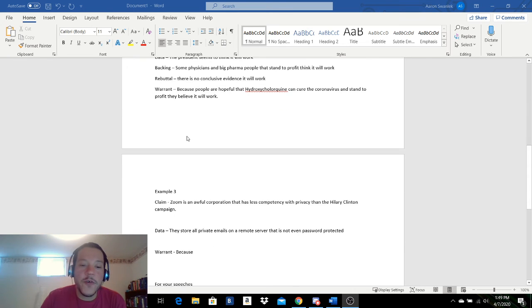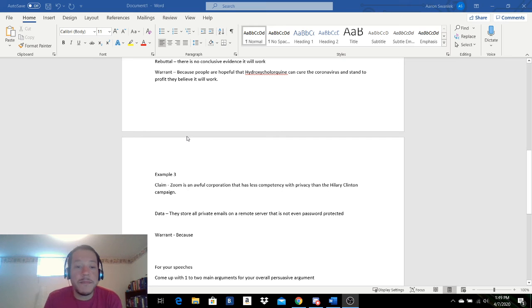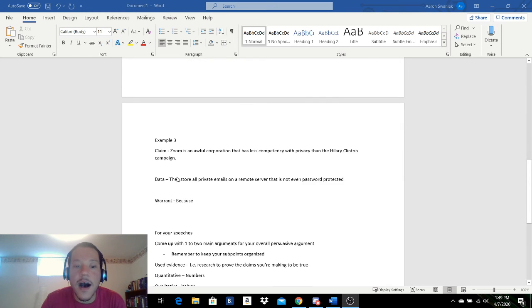Now let's look at example 3. Example 3 could be an easy claim such as Zoom is an awful corporation that has less competency with privacy than the Hillary Clinton campaign. Data, they store all of their private emails on a remote server that is not password protected. In this situation, we can use the word because to fill in the gap of these two things to make an argument that people will listen to and people can interpret and people can attack. So there's a bunch of independent parts that you can say don't line up, don't match up, or aren't good enough in the first place.